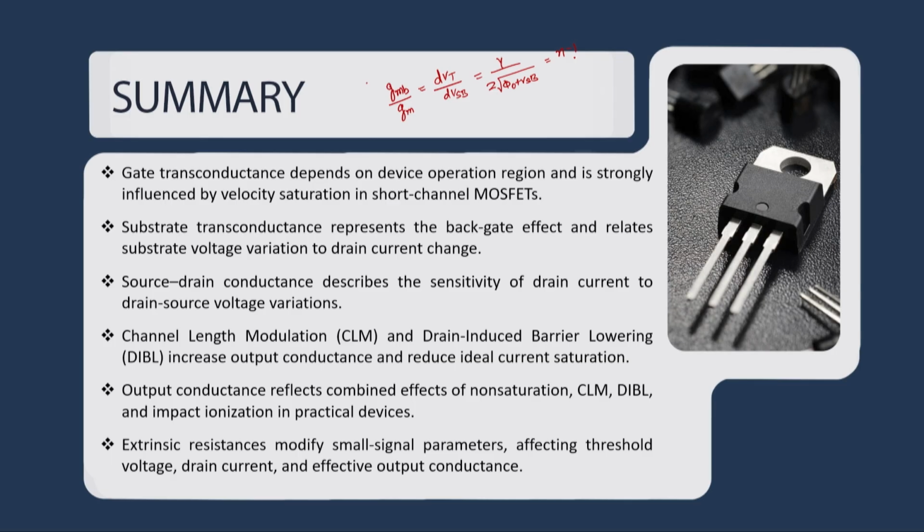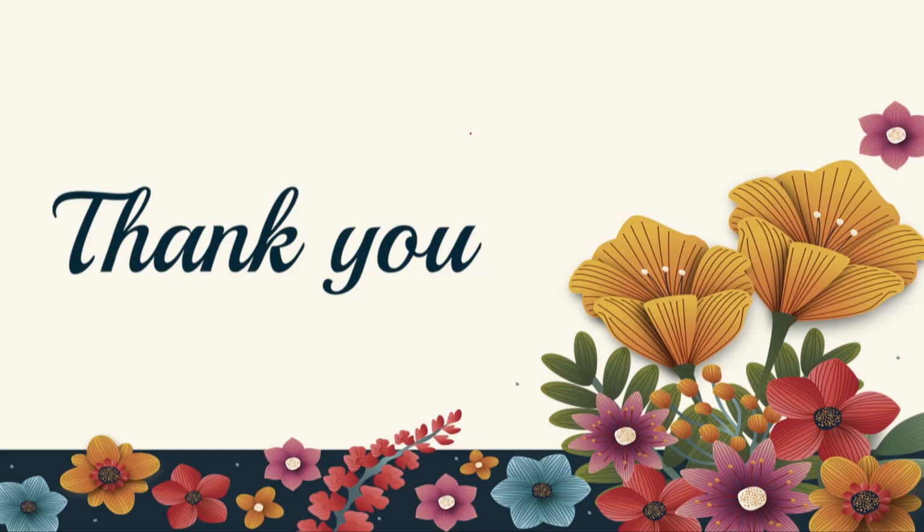We have also discussed that the impact of CLM and DIBL needs to be considered to accurately model the GSD. To reduce the error, we need to include the second order effects in the calculation of the derivative of the current. At last, we have seen that the extrinsic resistances modify the small signal parameters extensively, and we need to take utmost care while calculating these parameters, considering the extrinsic resistances and the second order effects like channel length modulation, drain induced barrier lowering, velocity saturation, etc. So, we will stop here for today. Until then, take care.